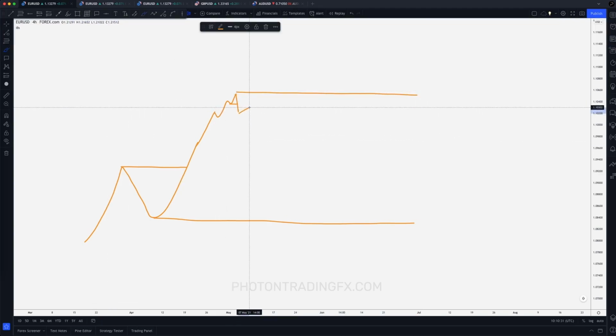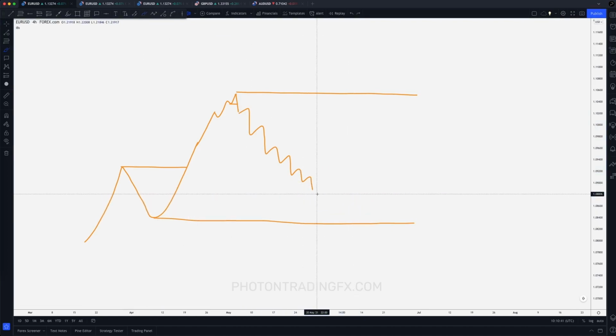Now we can anticipate that we're going to get that swing pullback, all right? And the internal structure will most likely make those internal lower lows and internal lower highs. Now, to anticipate where the next high low may form, right, so that we get that next swing move, one of the things that we can look for is for the internal structure to switch bullish.